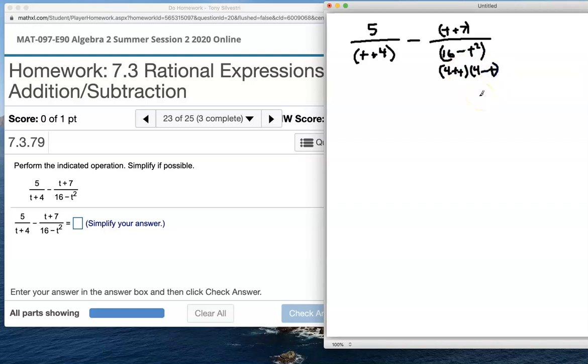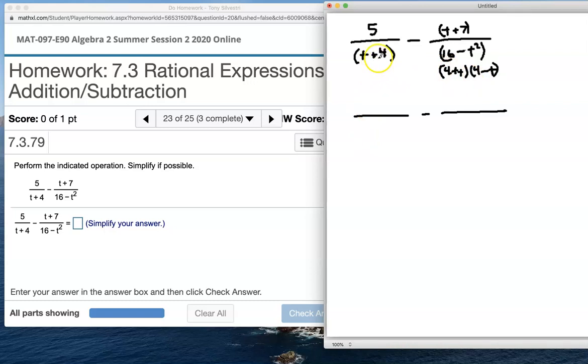Do the job there. Okay, so what's the common denominator? Let's see. This is 4 plus t. This is t plus 4. It looks like 4 plus t is different from t plus 4, but they're actually the same term. They're the same thing. So be careful about that.